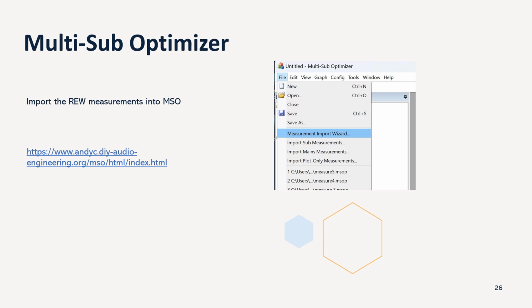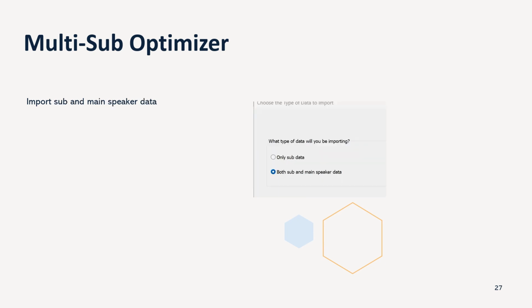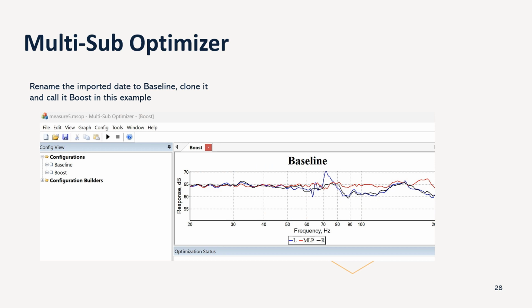Now we get into the MSO software, which takes in the REW measurements that you have, and then you run simulations to figure out the best PEQ and delay settings. So start the software, click File, and then click on Measurement Import. Since we took measurements for main speakers as well as sub, we will be importing both. So select both here. Once you import it, you will see something called config1.